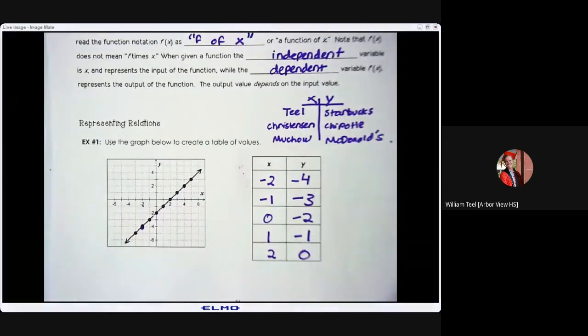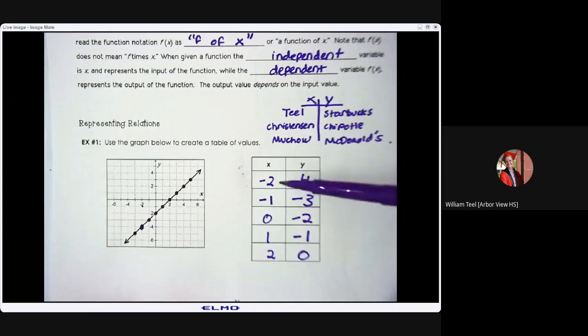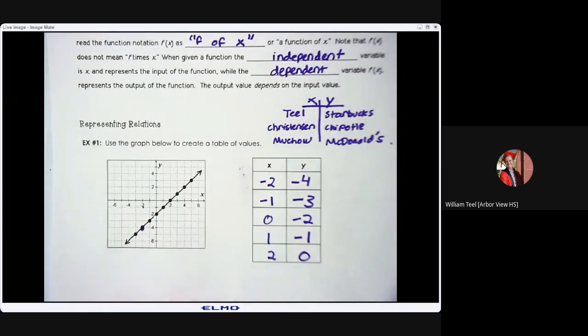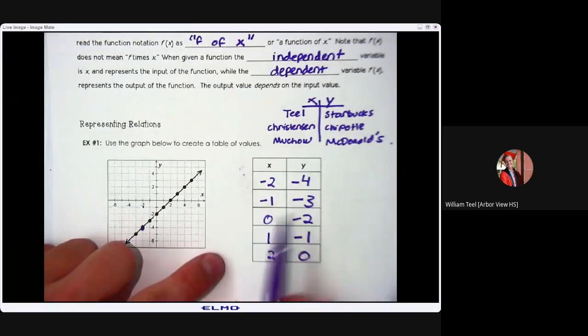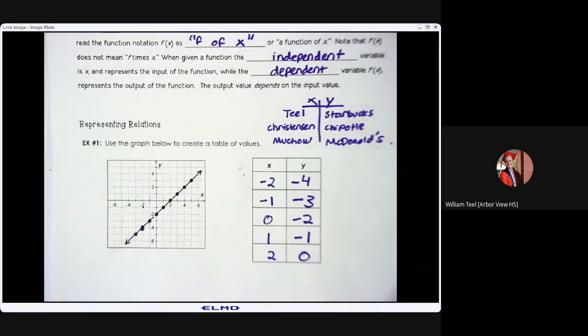So the first way to determine whether or not this is a function, we can look at all of these values and see if every x has exactly one y and we don't have multiple. If you see, we don't have any sort of funky things going on. We don't have Mr. Teal being at three places at once. So this can help us determine that the relation is in fact a function.